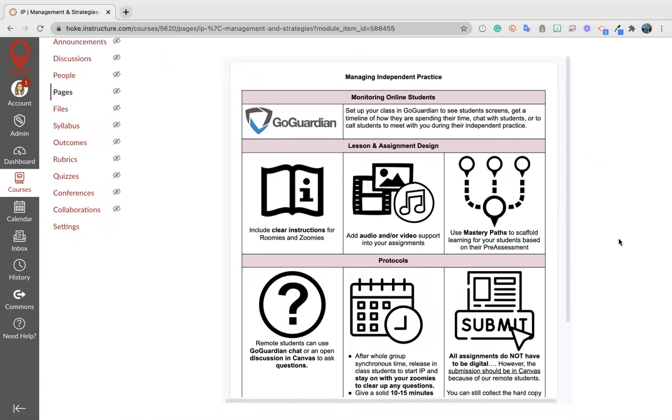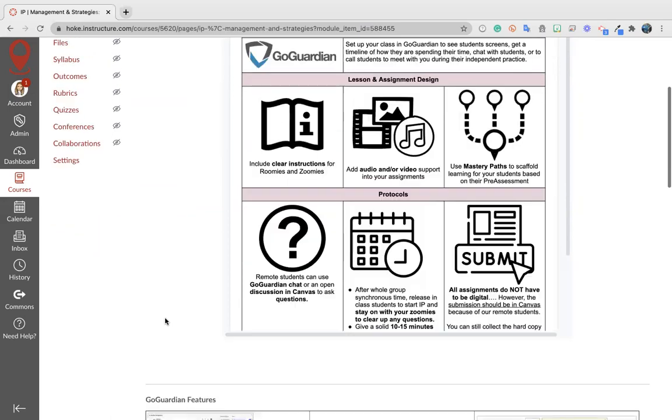Then let's talk a little bit about your lesson and assignment design. Those clear instructions are going to be a lifesaver. When you don't want kids asking you, what did you say? Where does it go? Have clear instructions in there for your roomies and your zoomies. Nicole did a wonderful job. Even on her slide deck, it had icons to let kids know what roomies and zoomies were doing. How are you asking questions? So in independent practice, that practice still has to carry over.